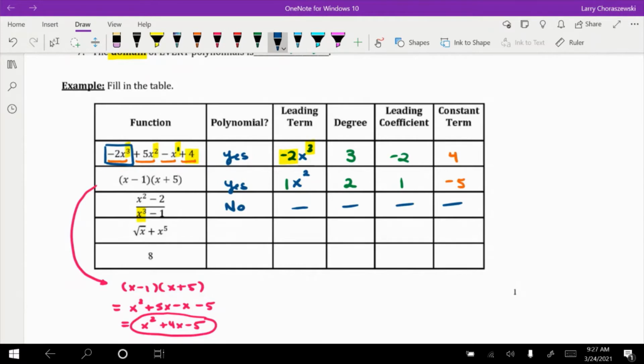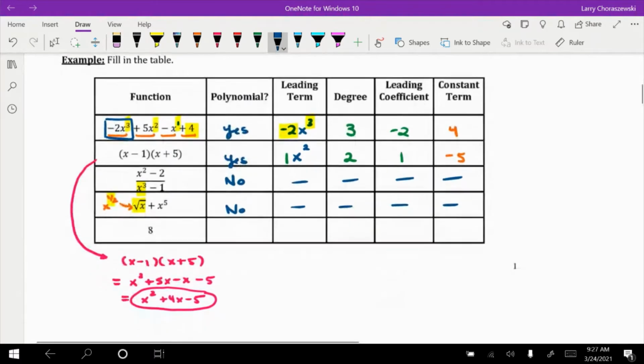What do you guys think about the next function, the square root of x plus x to the fifth? That's a no as well, because of the square root of x. Okay, keep in mind we could rewrite the square root of x as x to the 1/2, and the issue there is that the power is not a whole number. So that's a no. So we don't really have to go through the rest of the boxes in that row. What do you think about the last one?